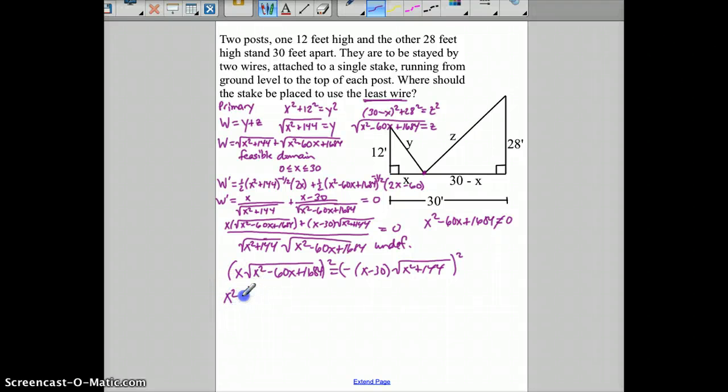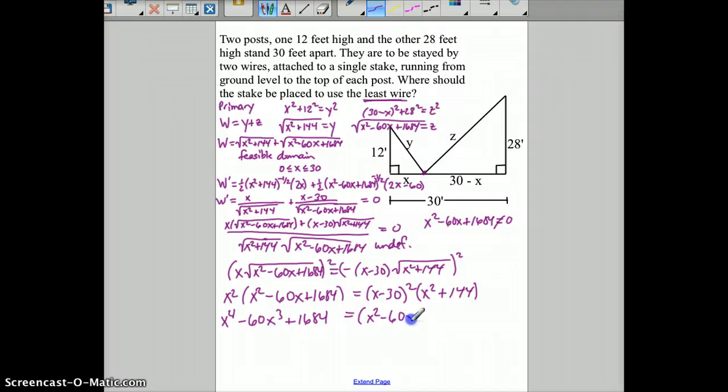Square both sides, we'll get x squared times x squared minus 60x plus 1684. And then when you square this, you'll get the negative to go away, and you'll have x minus 30 squared, and then this squared would be x squared plus 144. So distributing, we get x to the 4th minus 60x to the 3rd plus 1684x squared. And here we're going to have x squared minus 60x plus 900 times x squared plus 144.